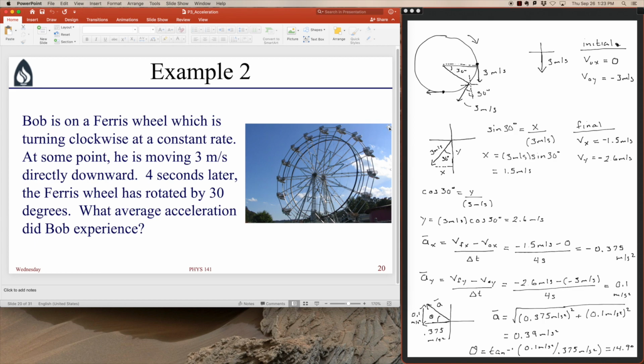So I would report that as being 14.9 degrees with respect to the negative x-axis. If I wanted to give my angle with respect to the positive x-axis, I could subtract 14.9 degrees from 180, and that would give me this angle.